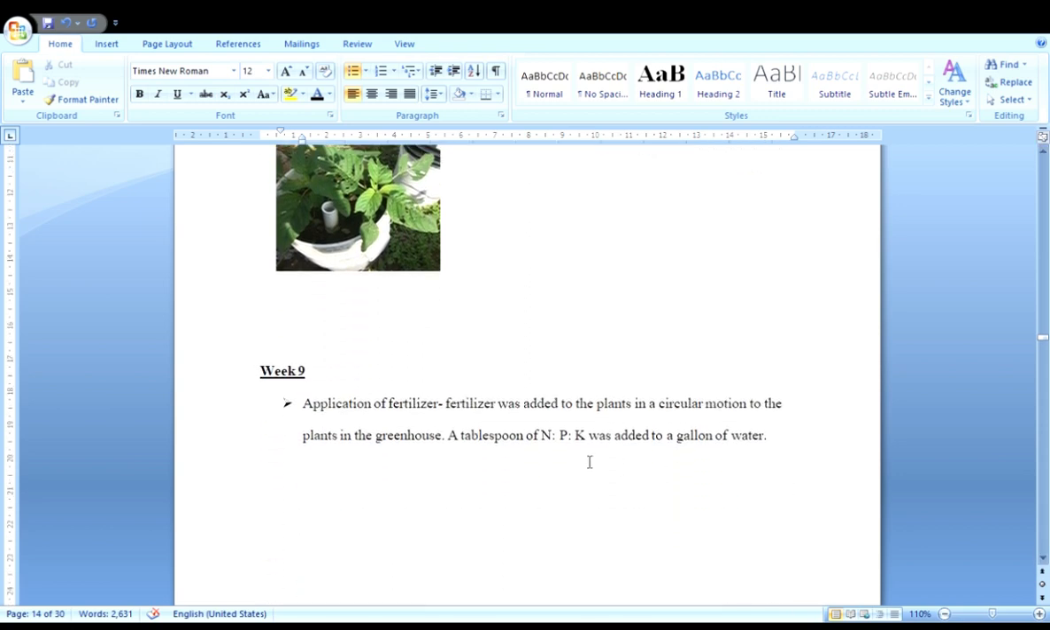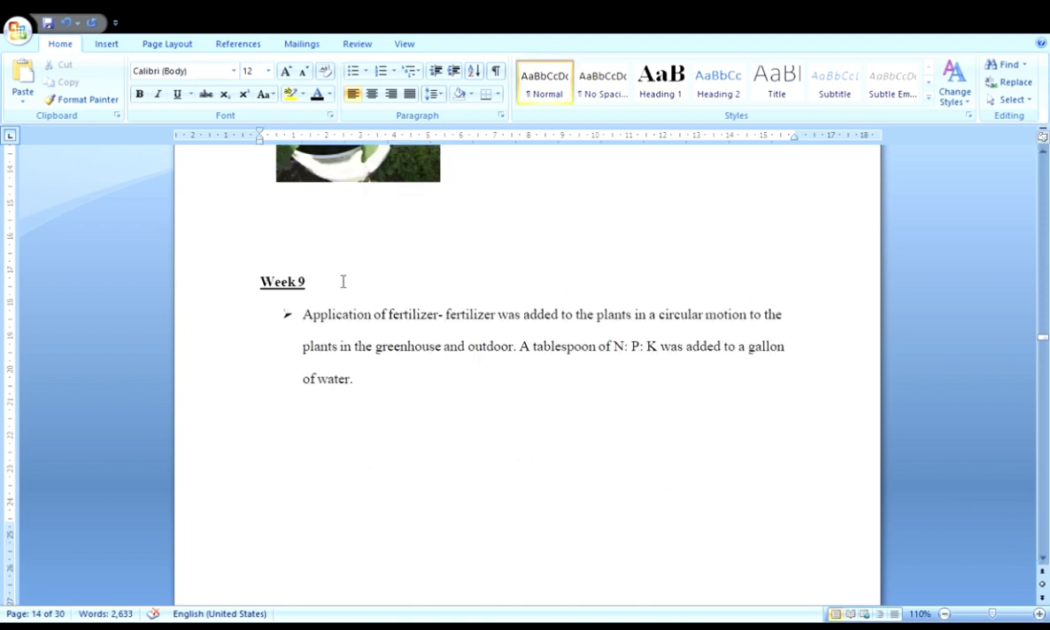Week 9, application of fertilizer. Fertilizer was added to the plants in a circular motion to the plants in the greenhouse. A tablespoon of NPK was added to a gallon of water. Week number 9, which is activity 9, application of fertilizer. Fertilizer was added to the plants in a circular motion to plants in the greenhouse and outdoor. A tablespoon of NPK was added to a gallon of water.